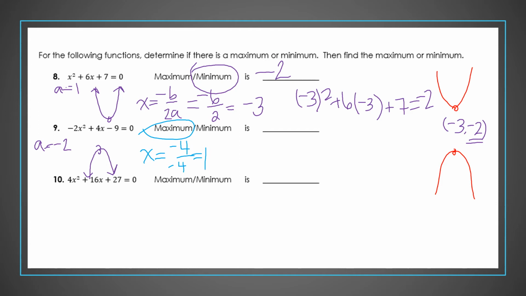Again, that is the x-coordinate of the vertex. That is not the actual maximum. To find the maximum, we need to plug 1 in for all of our x's. So use your calculator, whatever you're more comfortable doing, it's completely up to you. That should equal negative 7. It's negative 2 plus 4, which is positive 2, and positive 2 minus 9 is negative 7. So our maximum is negative 7. Even though it's a negative number, it's still the highest value.